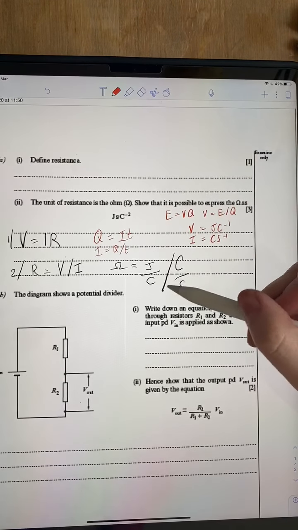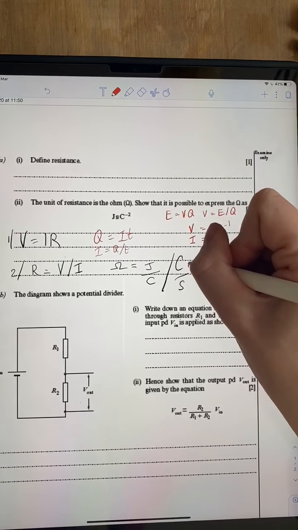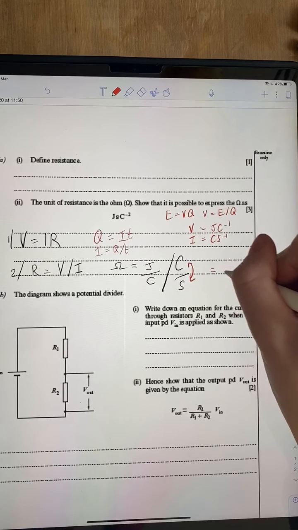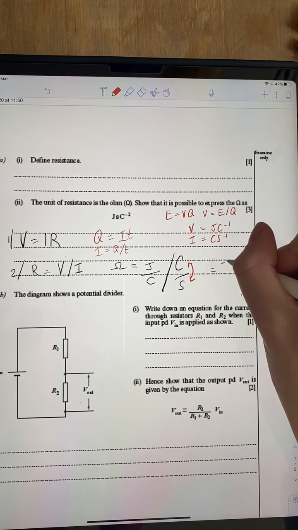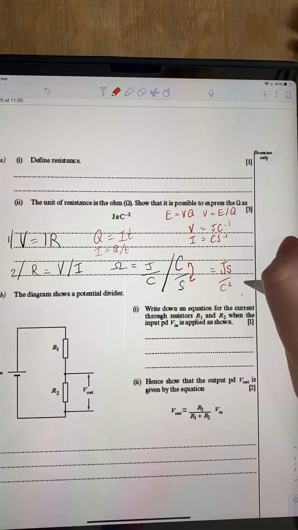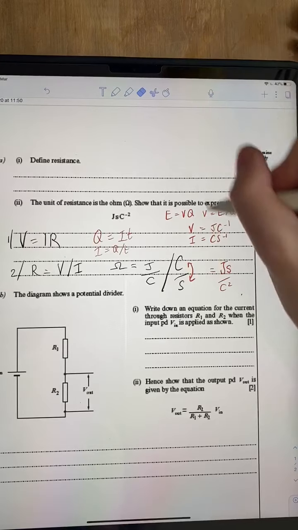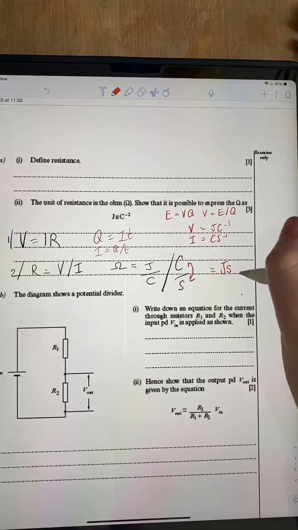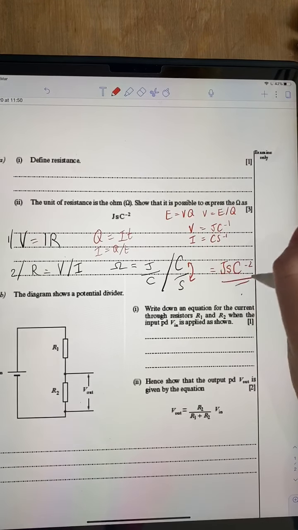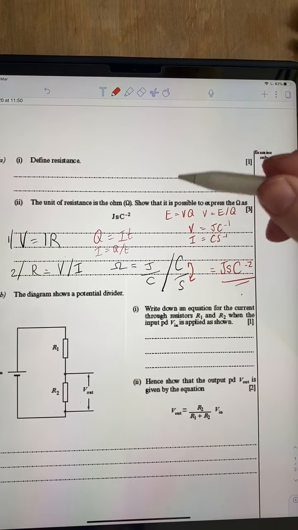And then what I get basically is something where I've got joules over coulombs divided by coulombs over seconds. So I'll flip those two around, and then I'll get that ohms equals joules seconds, and then it'll be over coulombs squared. Or instead of writing it like that, I can write it like this, coulombs to the -2.